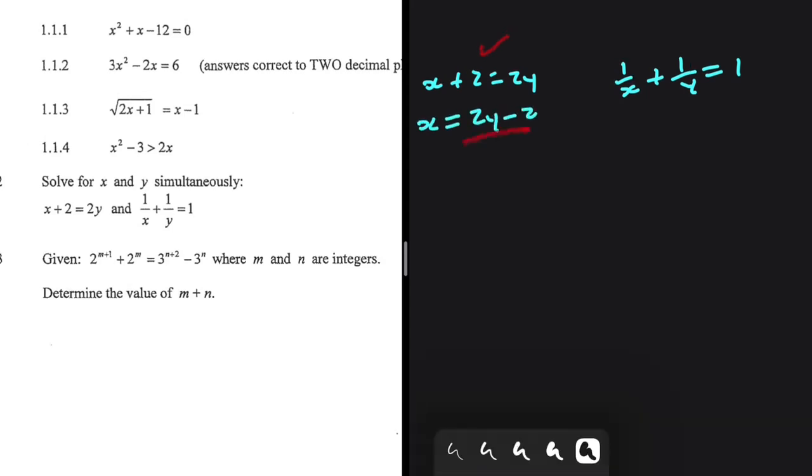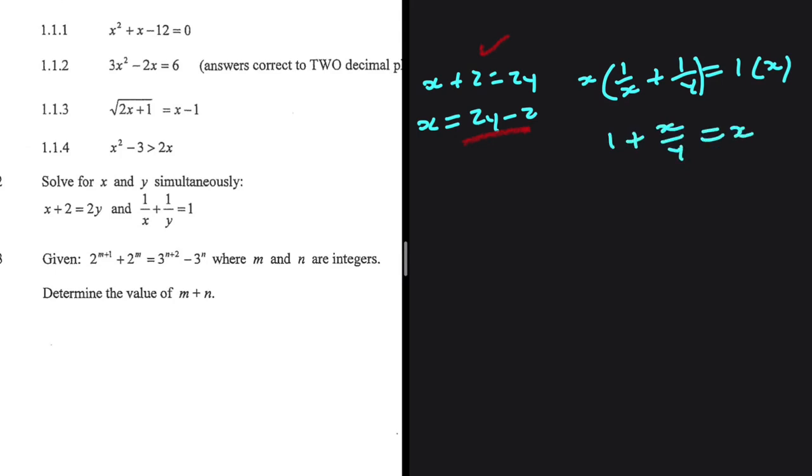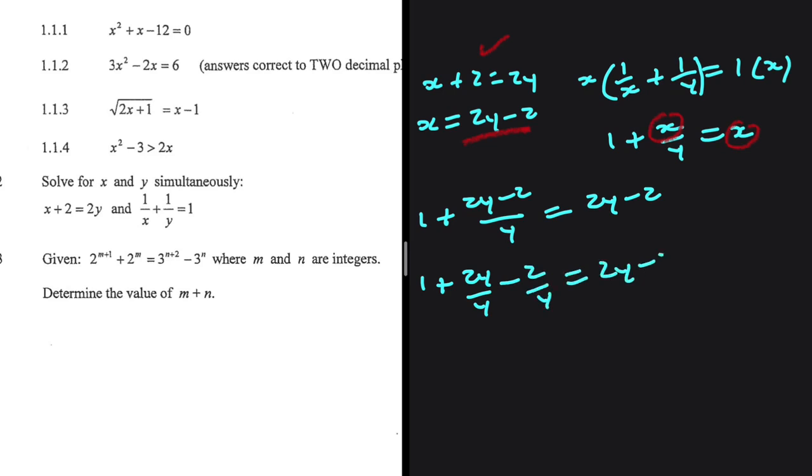Let's take our attention to the other equation. If we multiply the left-hand side by x and multiply the right-hand side by x, we're going to have 1 plus x divided by y being equal to x. In place of x, we can go ahead and substitute 2y minus 2. We're going to have 1 plus 2y minus 2, everything divided by y, being equal to 2y minus 2. So we're going to have 1 plus 2y divided by y minus 2 divided by y being equal to 2y minus 2. 1 plus 2, since y and y cancel out, we are left with 2 minus 2y being equal to 2y minus 2.